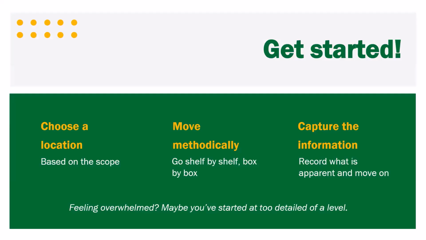So we've done all this planning work and all this thinking, but once you've done that planning, it's just time to get started. And getting started is, I hope, as easy as it sounds. I hope it sounds easy. Just do it. Just start. Just choose a location to begin, and that's going to be based on the scope of your inventory. Then you just move through the locations methodically, shelf by shelf or cabinet by cabinet, box by box.